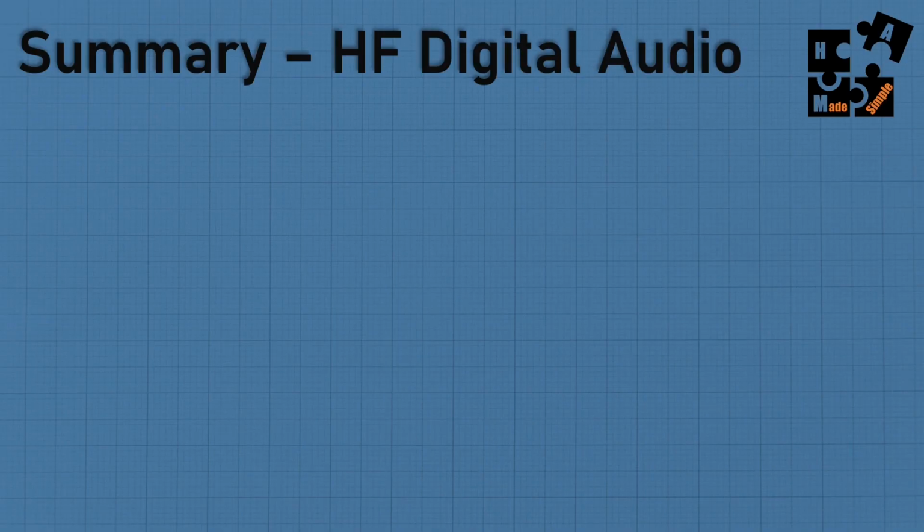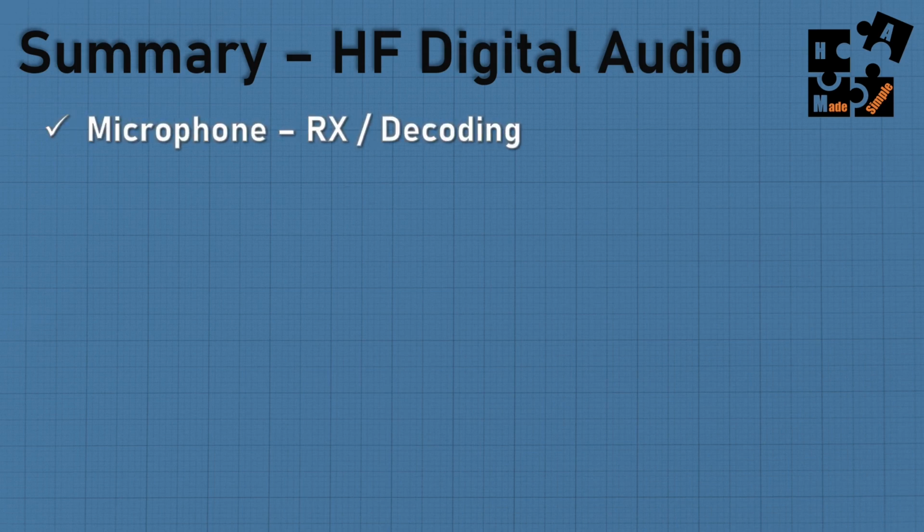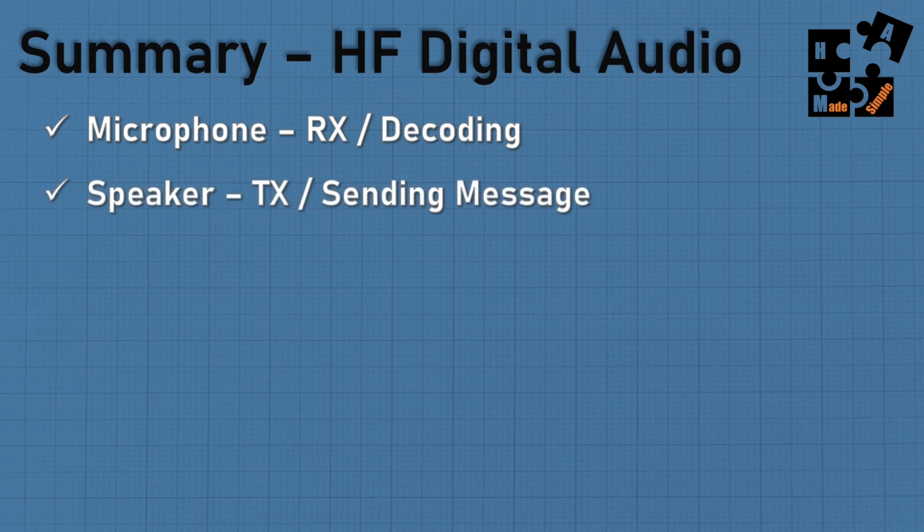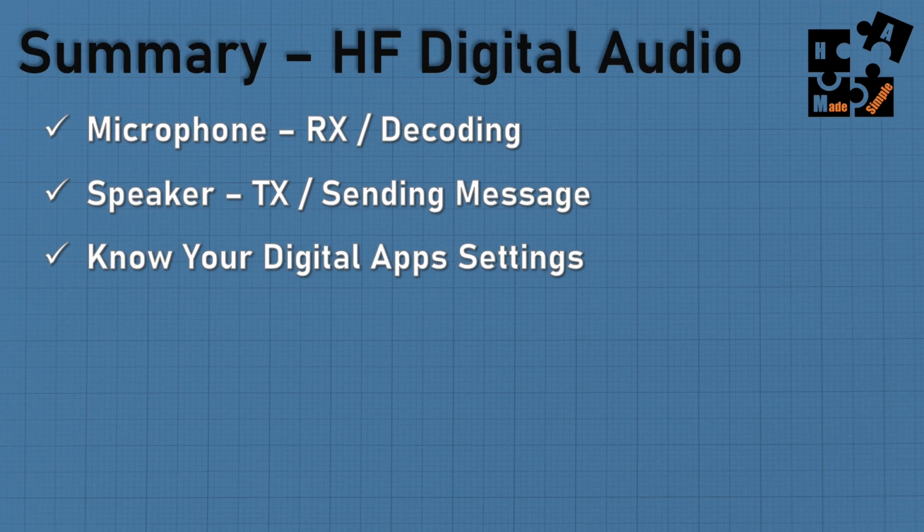Let's summarize quickly some of the most important points you need to walk away with. Remember, the digital side is kind of a mirror image of the voice. So your microphone is for receiving, decoding. Your speakers are for transmitting, sending messages. Make sure you know your digital app settings, particularly the sweet spots you need, for example within the microphone, how many dBs it should operate in. Keep your ALC under control at all times.